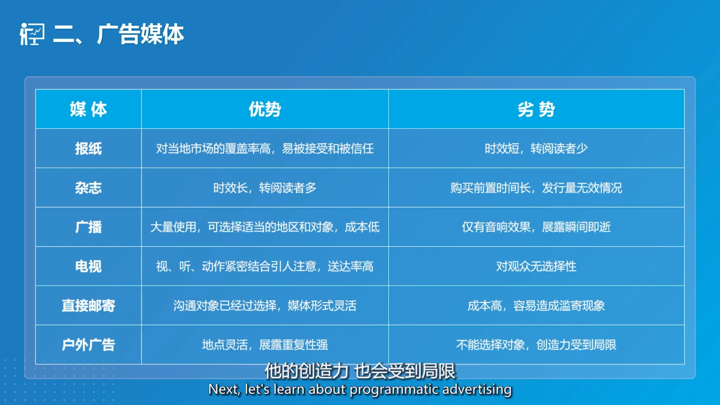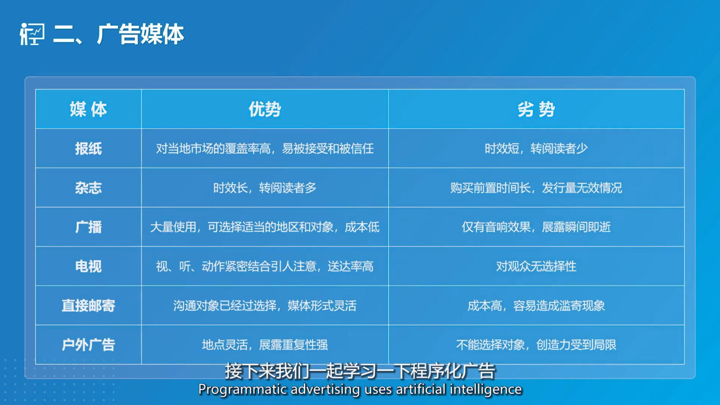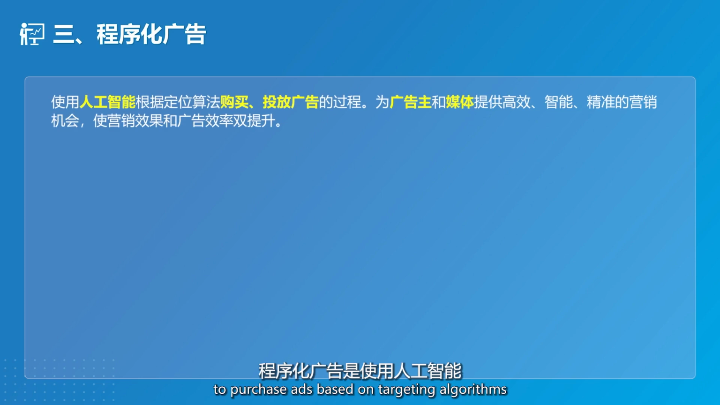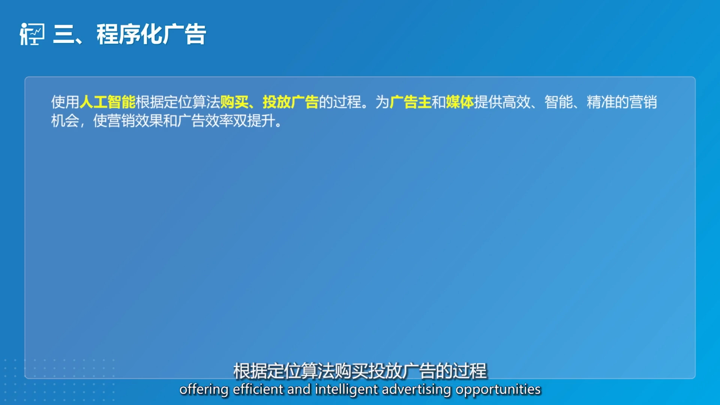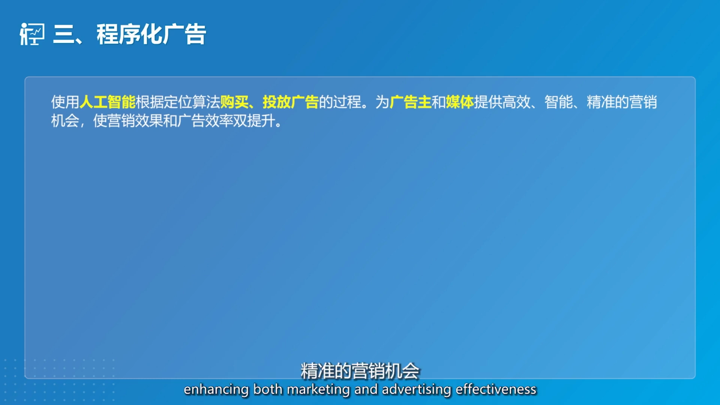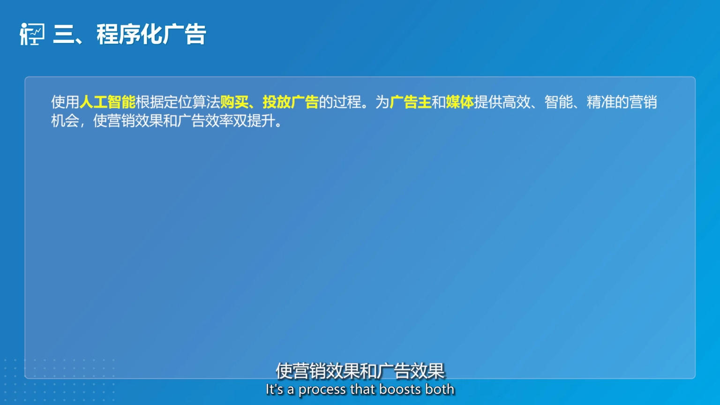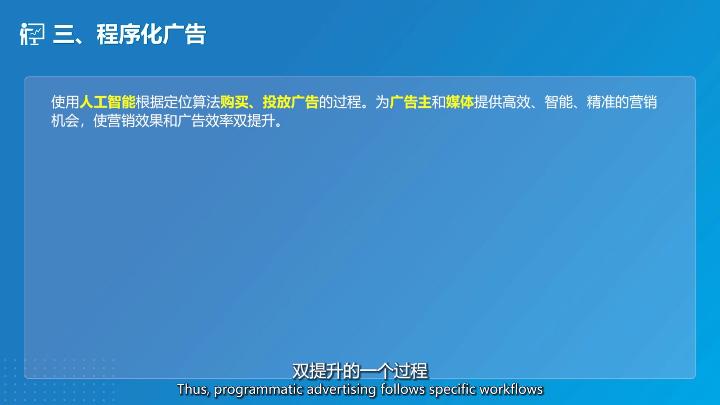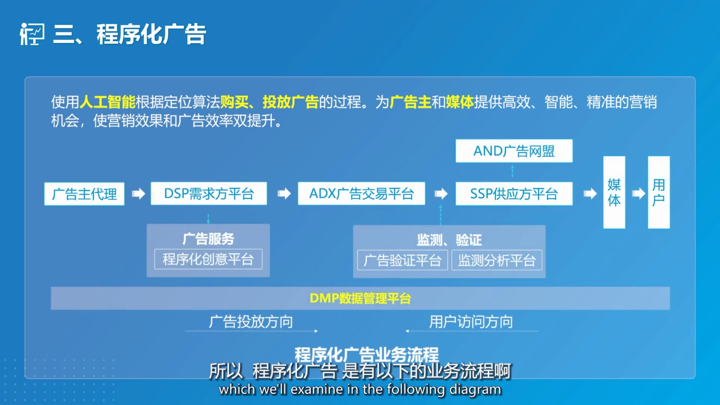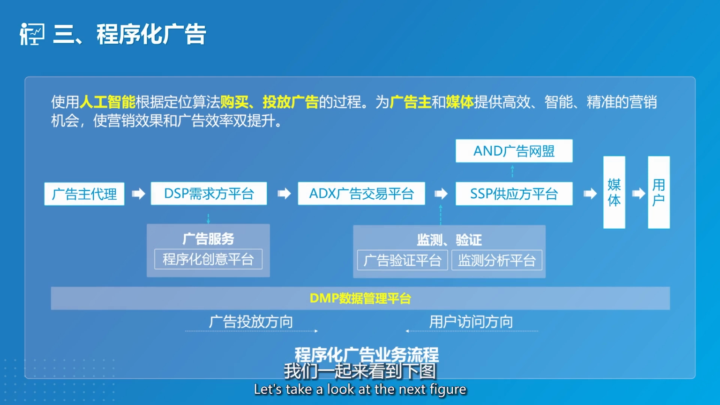Next, let's learn about programmatic advertising. Programmatic advertising uses artificial intelligence to purchase ads based on targeting algorithms, offering efficient and intelligent advertising opportunities for precise marketing, enhancing both marketing and advertising effectiveness. It's a process that boosts both. Thus, programmatic advertising follows specific workflows, which we'll examine in the following diagram. Let's take a look at the next figure.